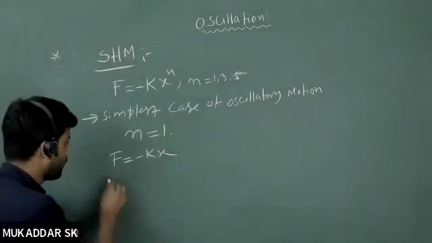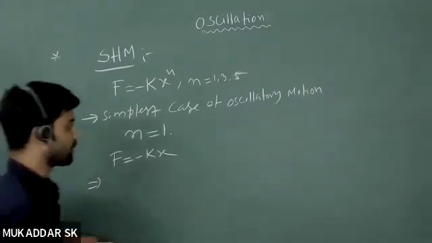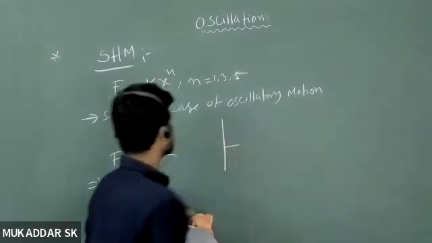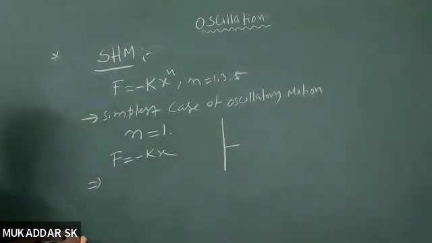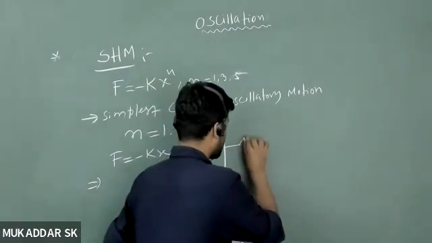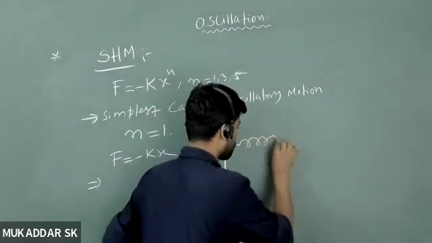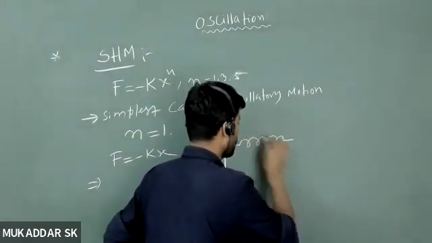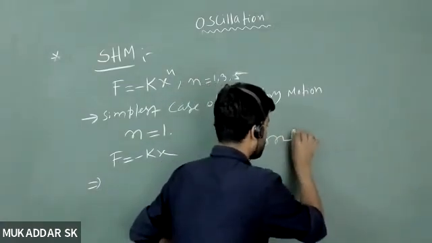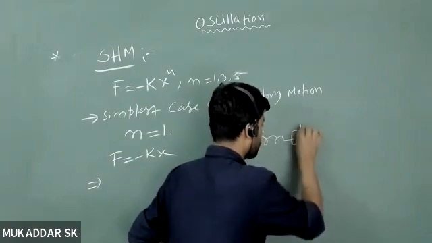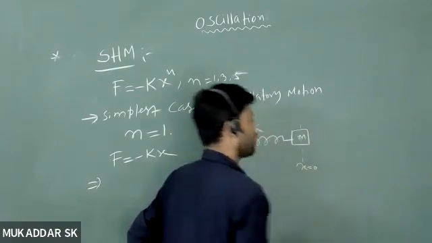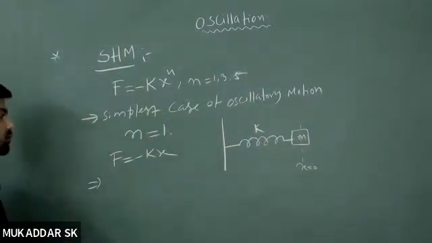So what does it mean? F equals minus kx, as I already discussed. Suppose you have a spring mass system. The best example of simple harmonic motion is the spring mass system. You have many examples, but let us take that example for the sake of time. Suppose you have a spring with spring constant k, and you have a block. Let us take this as the equilibrium position, x naught. Let us assume x equals 0.